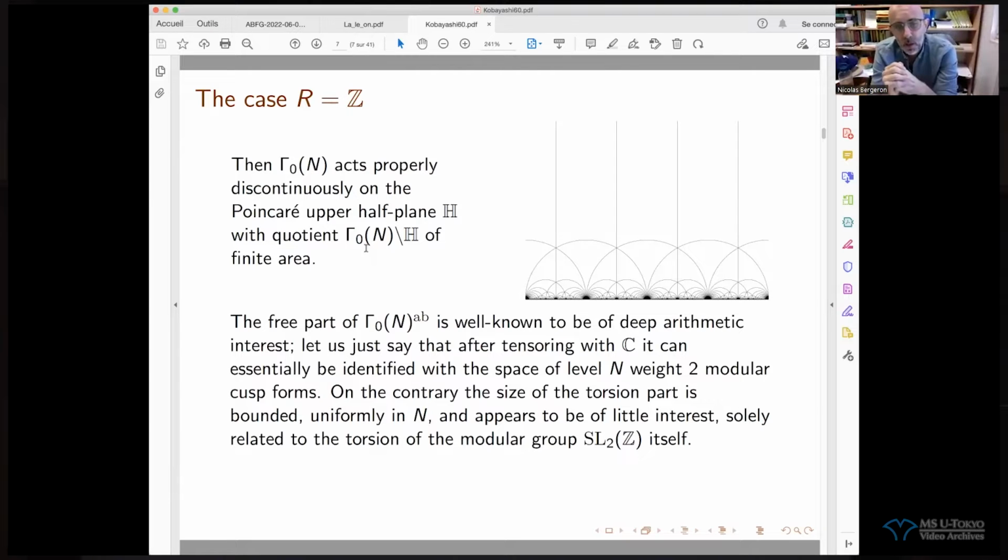In that case, this is well understood and completely controlled by the area of the surface, and there is essentially no torsion part in this abelianization. So the Z module abelianization of gamma naught of n has essentially no torsion. I'm a bit cheating here, and it has a free part, which is essentially the same as the number of modular forms of level n and weight 2. So it's something quite interesting, but no torsion. So related to the title of this work, there is nothing very interesting to say here.